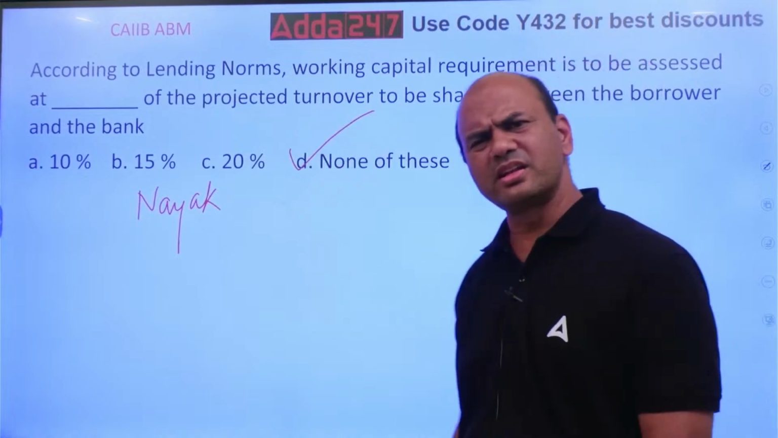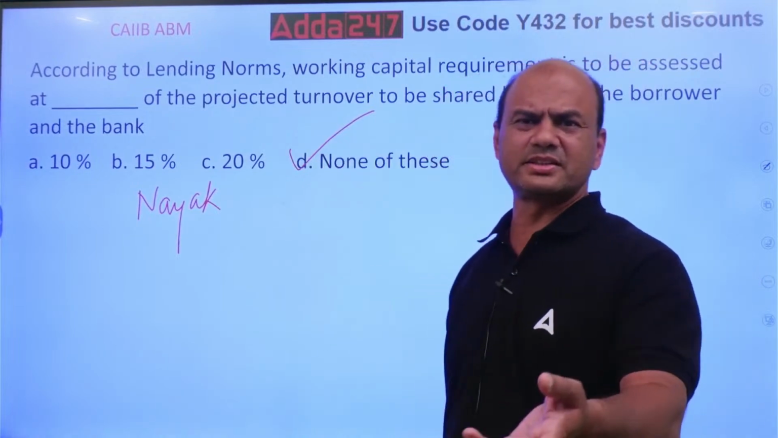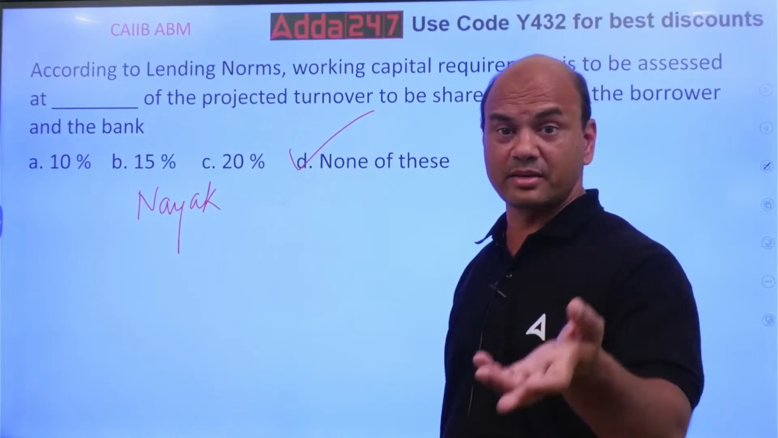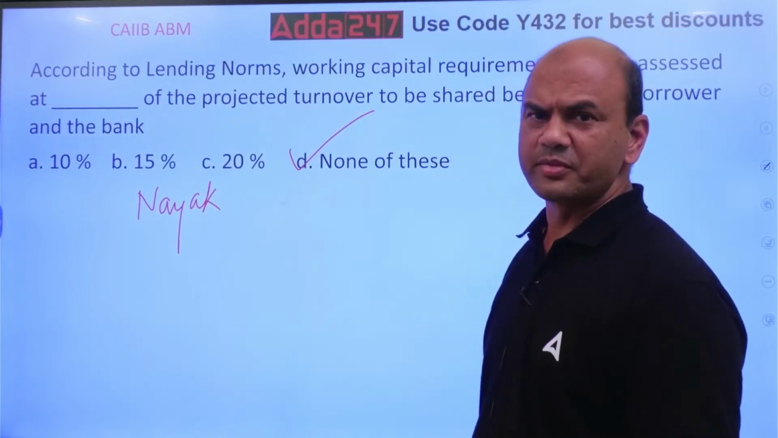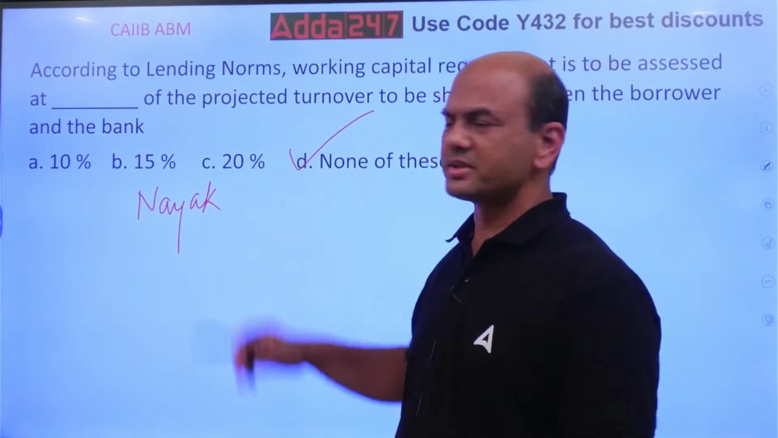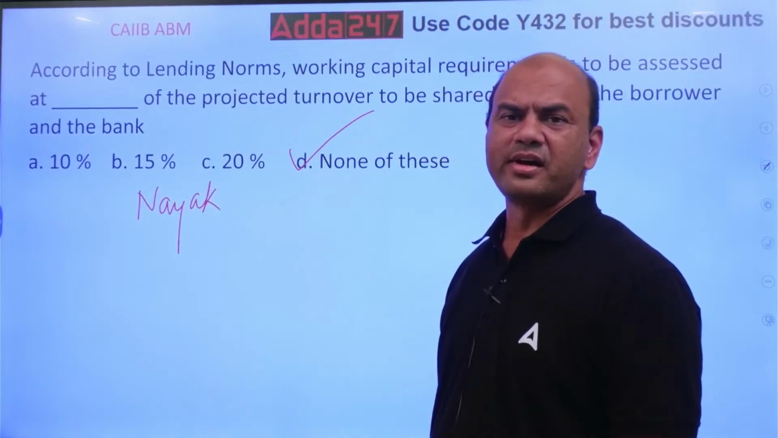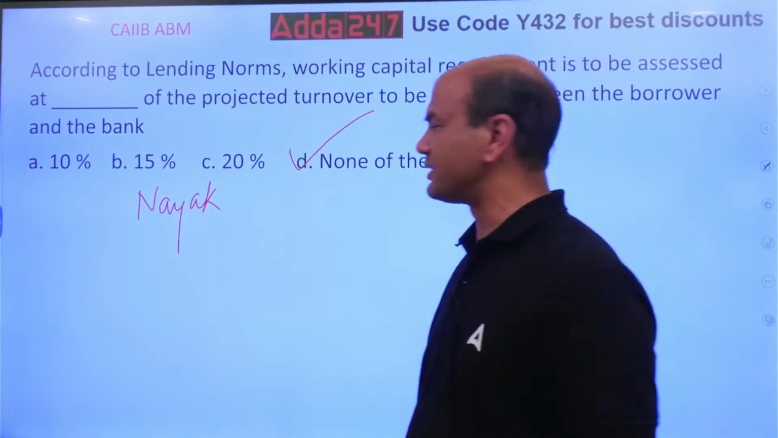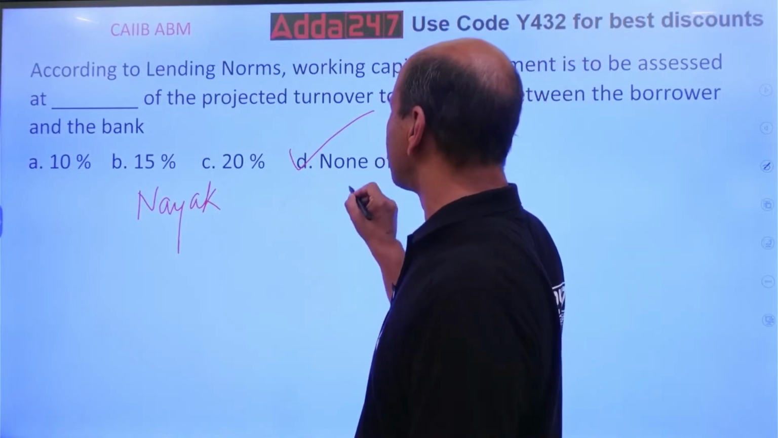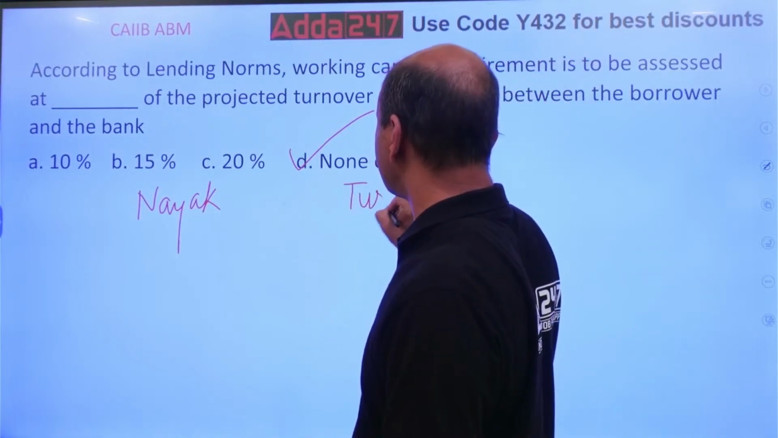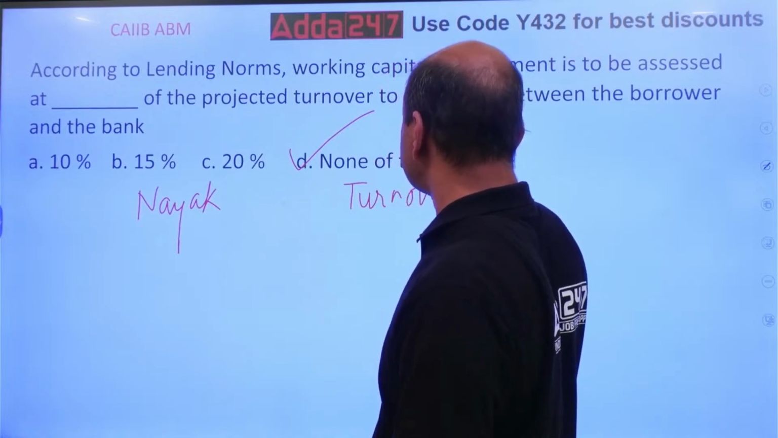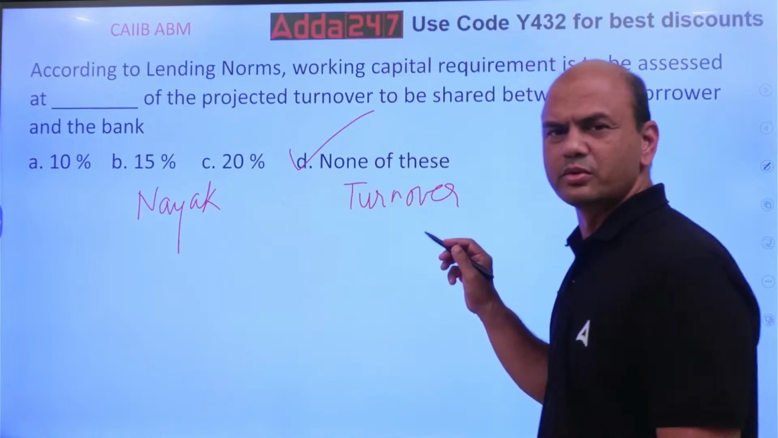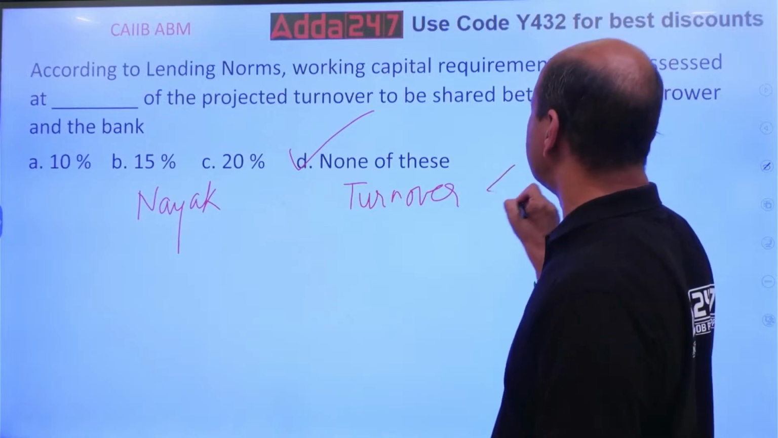You say what? None of these? Some of you have answered this in the comment section. Everyone answer in the comment section. Some of you have answered 20% in the comment section. 20% is a sub part of that. Yeah. What does the Nayak committee say? Nayak committee says total turnover, whatever is the turnover, below 5 crores. If the rule is below 5 crores, less than 5 CR.